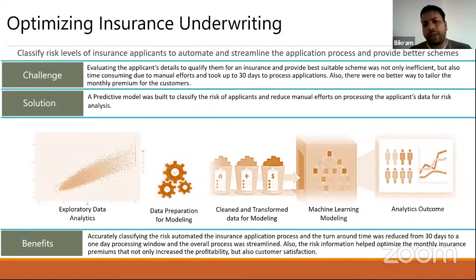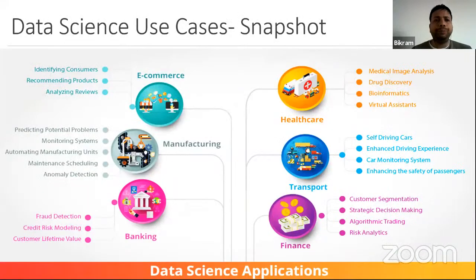Optimizing insurance underwriting is another. You must have seen this example before, so I won't speak much about it. These are just high-level data science use cases. For e-commerce, for manufacturing, for healthcare, for transport, for finance, for banking, see banking: fraud detection, credit risk modeling, customer lifetime value, CLTV, right? That is a $1 million project in itself, right? So every bank does it.